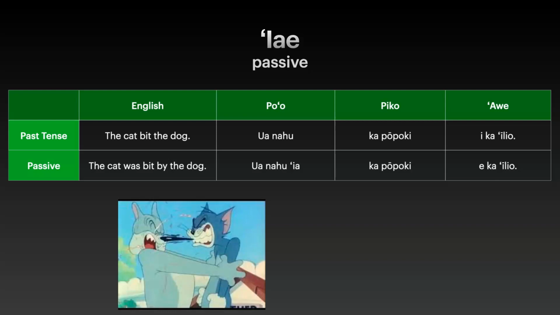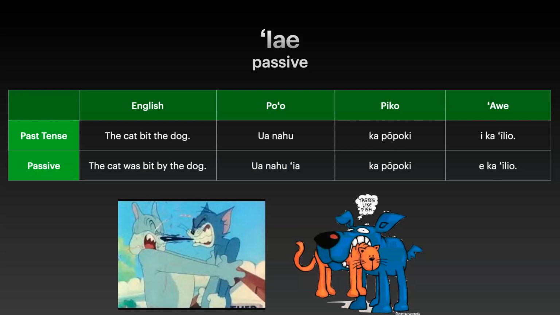But we can make it passive, and then we say the cat was bit by the dog. So we still have a past tense here, yeah, was. But now the subject, yeah, the piko, is receiving the action. Yeah, so ua nahu ʻia. Yeah, bitten or was bit, and what was bit, kapo poki, the ʻAwe e kaʻi lio.